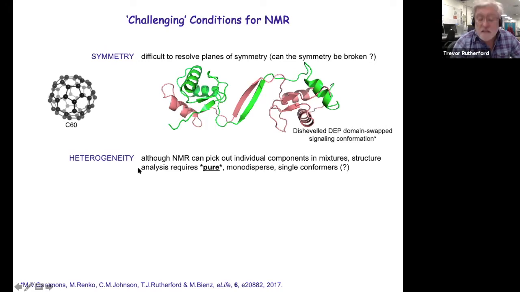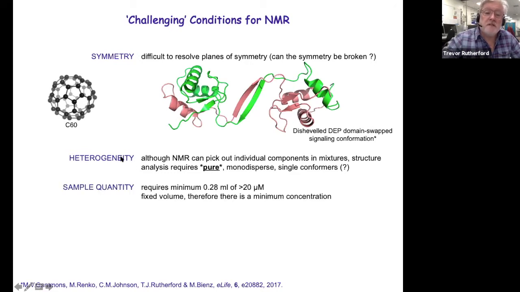Heterogeneity. NMR is able to look at mixtures of compounds, and you can look at cytoplasmic contents and pick out individual components by NMR. But in terms of the structural context, when it comes to structural analysis, we really require exceedingly pure monodisperse and preferably single conformers, although we can look at conformational exchange processes. But if the sample is heterogeneous, then we start to struggle for the resolution in NMR.